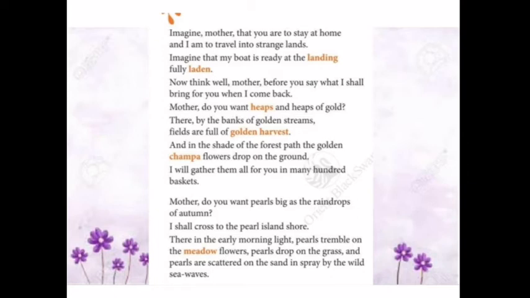Here, the boy really wants to bring something to his mother, but he feels that his mother wants gold. So he says that he will harvest the gold and bring that to his mother. And also the chamba flowers, which look like a carpet on the forest path, are so nice to watch, and he promised he will collect these chamba flowers in baskets, not only one basket, hundreds of baskets for his mother. Now see how he is going to explain things in the coming lines.